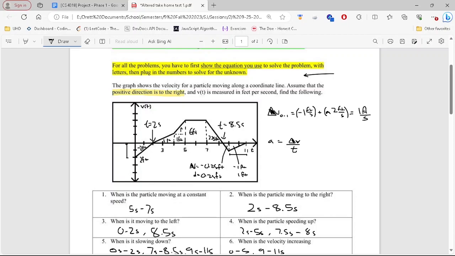Let's see, does this make sense? Over this time period, the velocity increased by 1 feet per second. It went from negative 2 to negative 1. That's an increase of 1 feet per second. That does make sense. So the time that it took is 1 second. If we plug in these values, 1 feet per second divided by 1 second, it's going to be 1 feet per second squared. That is going to be our acceleration.